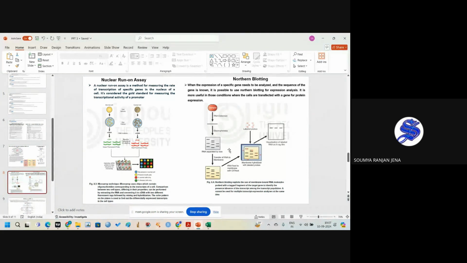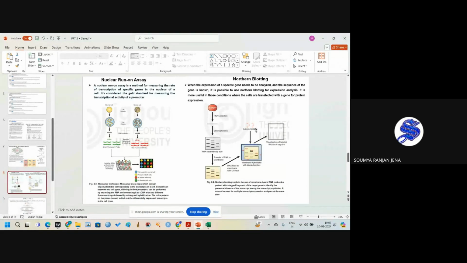Then it is transferred to a nitrocellulose membrane, and the RNA is fixed to the membrane by UV and heat. After that, the membrane is hybridized with labeled known probes, the RNA binds to the labeled probes, and the probes are visualized on an X-ray film.